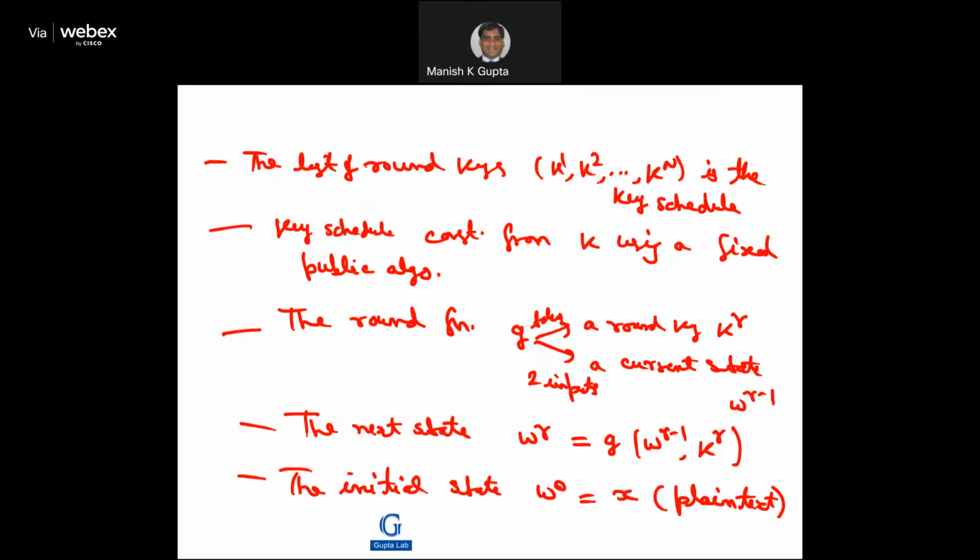We can write it like W_r. The next state, the rth state, is a function of the (r minus 1)th state and the round key k, right? Normally we take XOR, but there are different ways you can do it. This is a general strategy. So W_(r-1) means at round r minus 1, we have a state of bits. So plain text has changed to some states, right? Some bits are there. And the initial state is the plain text, X. W0 is the plain text.